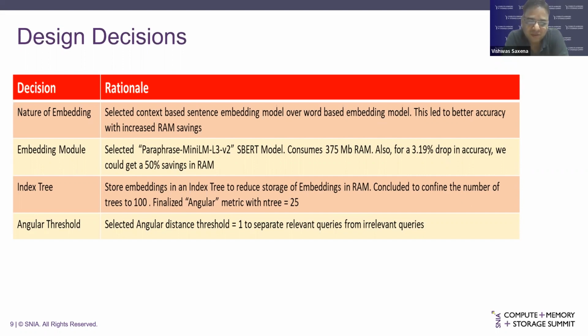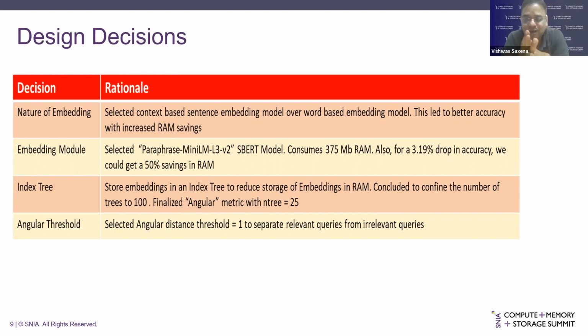In terms of index, we use Annoy indexing to store embeddings in a tree to reduce the storage of embeddings in RAM. We confine the number of trees to 100, and the finalized angular metric with number of trees was 25. Angular threshold, I talked about the angular threshold being used as a distance criterion. We use a threshold of 1 to separate relevant queries from irrelevant queries.